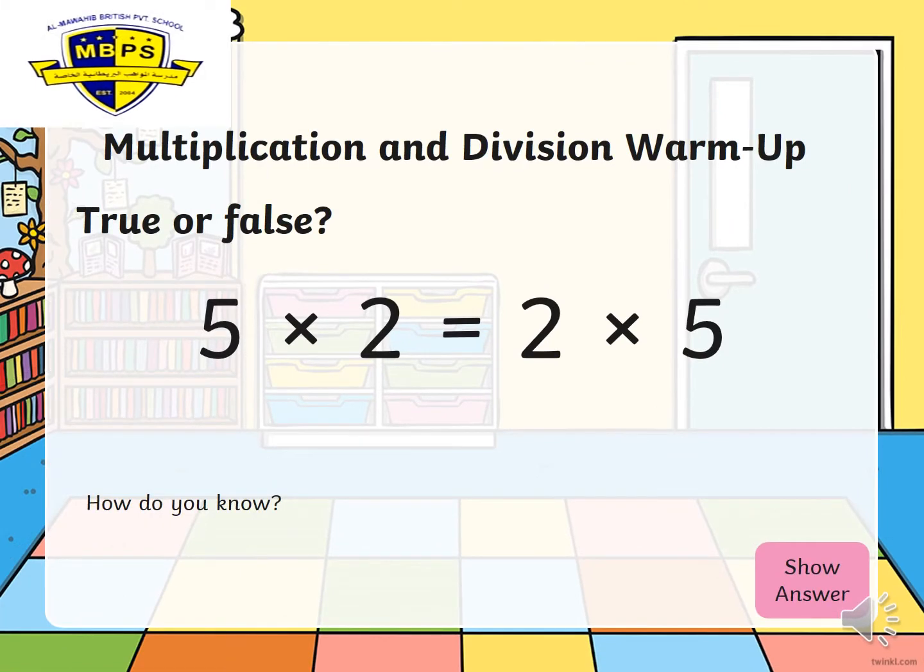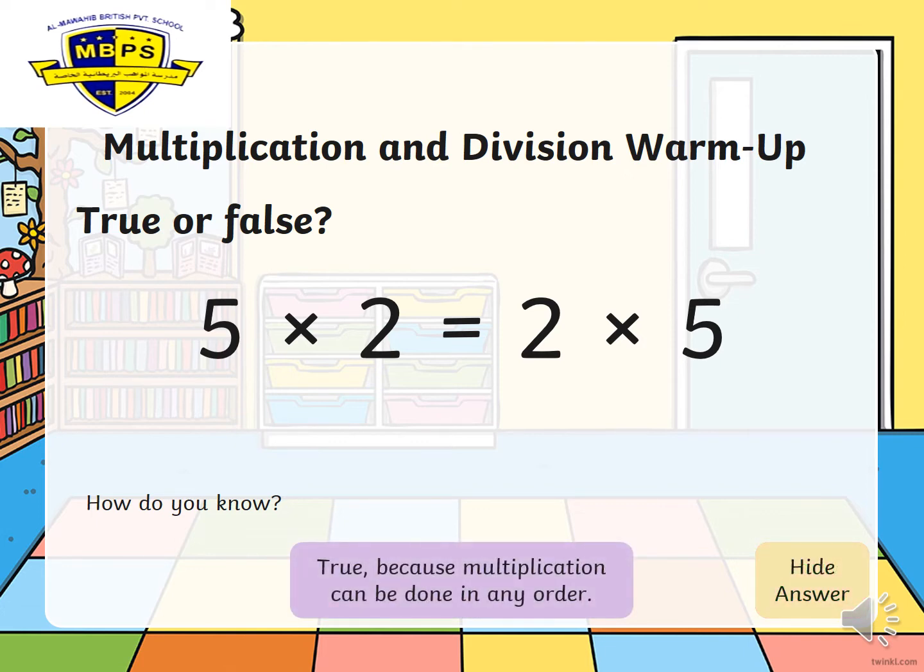Look at this one. I know that you are smart and you can do this one. True or false? 5 multiplied by 2 equals 2 multiplied by 5. They are the same. Is this true or false? Try to think. Yes, the answer here is true. Why is it true? Tell me why. Because multiplication can be done in any order. We can switch the places of the numbers.